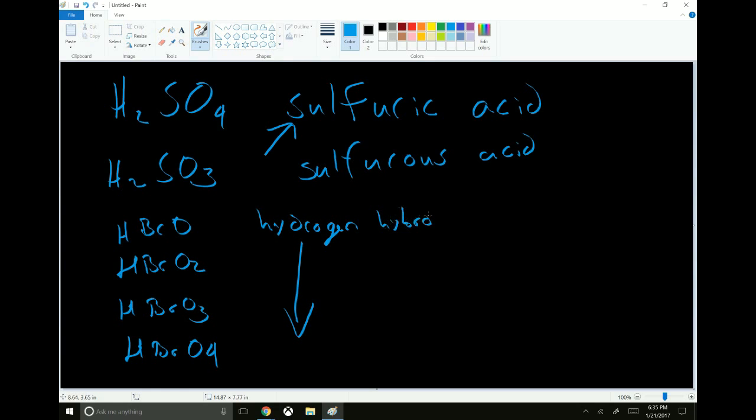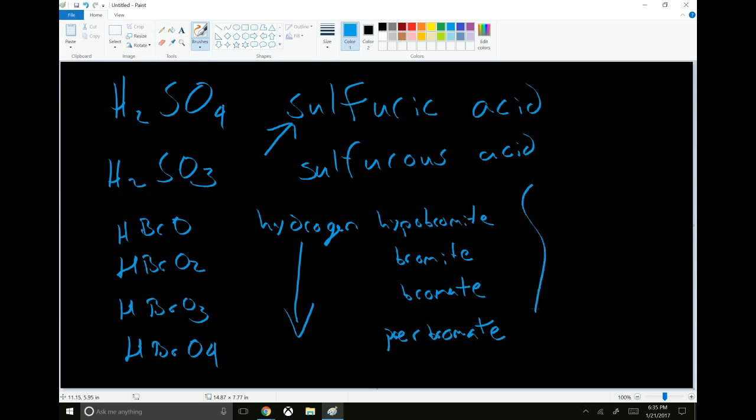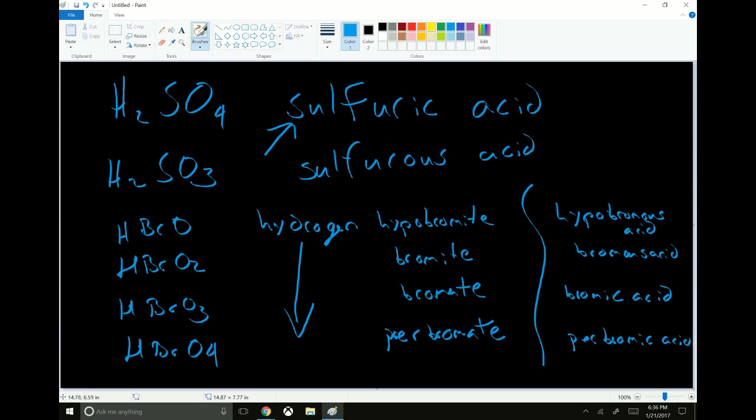So this is hypobromite, bromite, bromate, and perbromate. This is the fraternity's oxoanion, I guess. All right, and when you dissolve them in water, you get, that looks awful, but I can undo it. Hypobromous acid, bromous acid. That's 15 minutes. We're almost done. Bromic acid and perbromic acid. Okay. So that's the oxoacids.